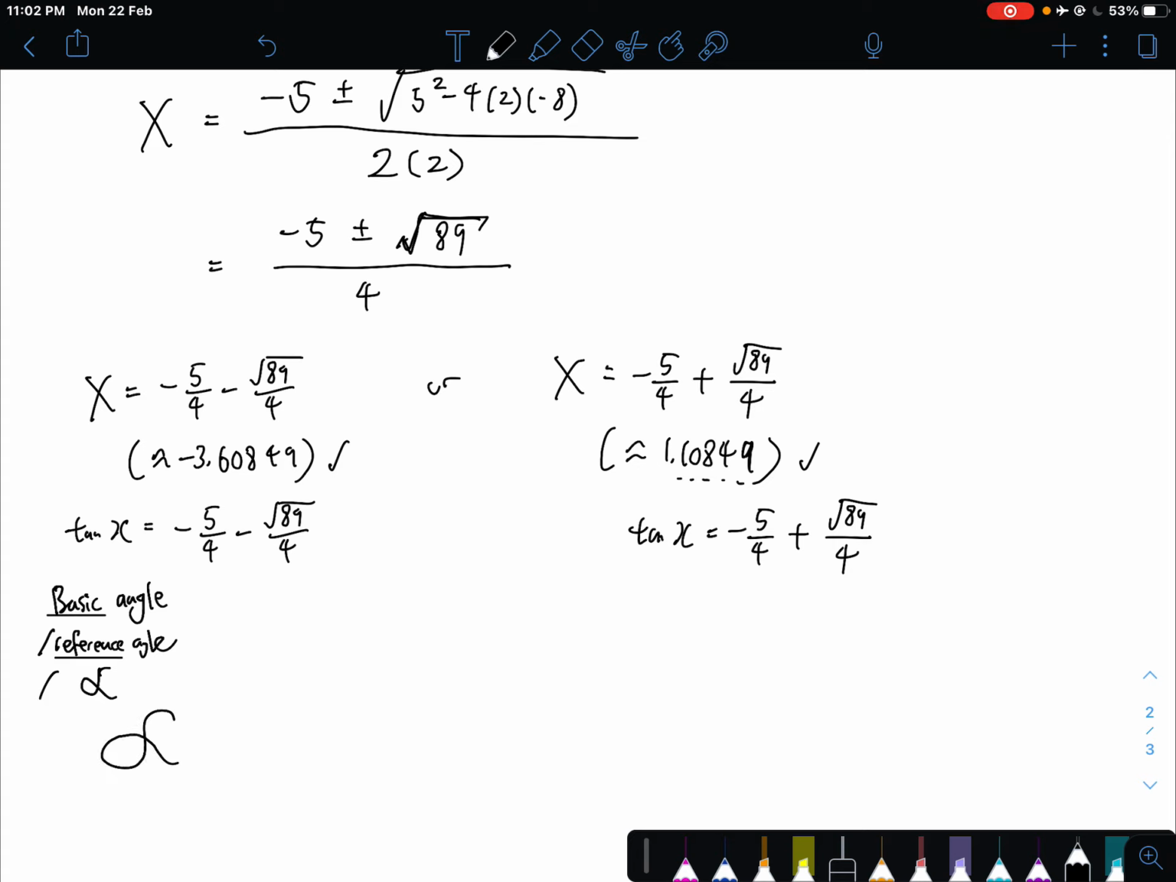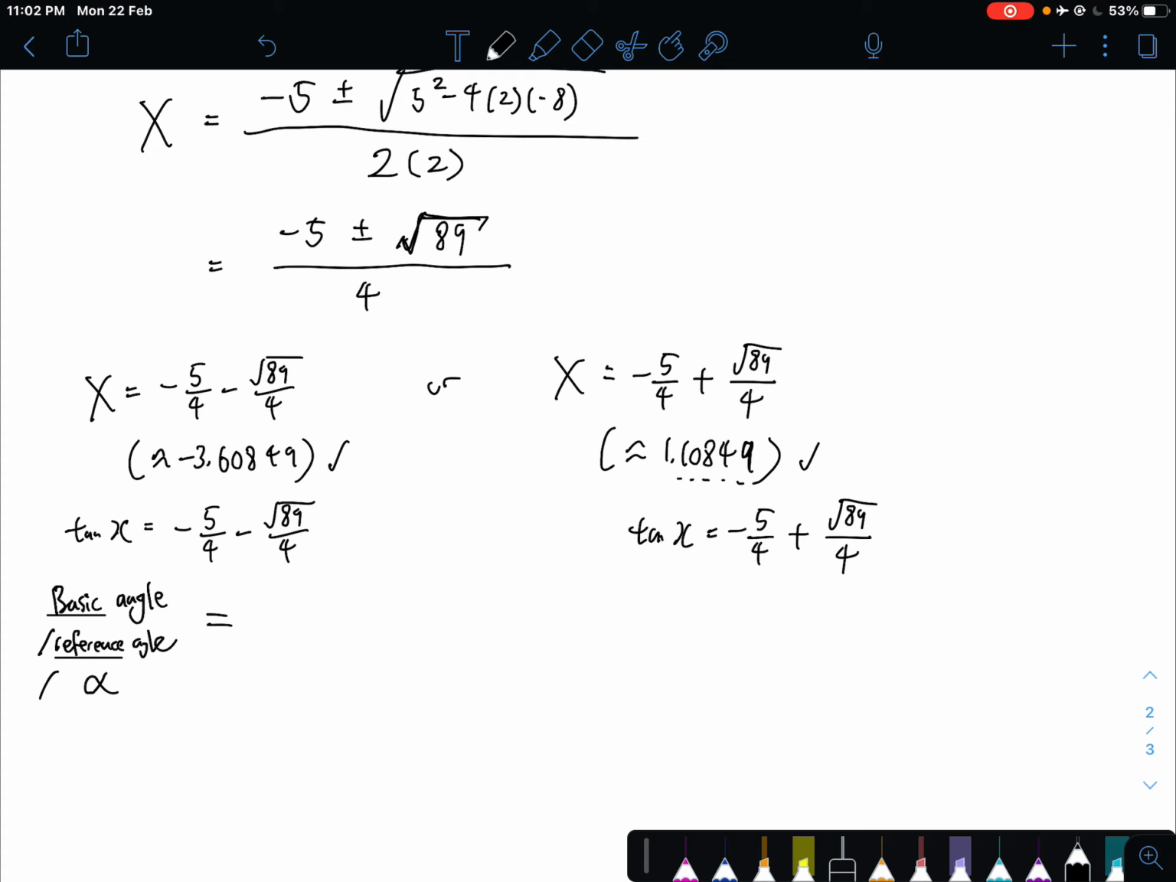Draw a fish. Okay, draw a fish, but don't draw a fish, draw alpha. It's alpha. If you really struggle to remember the English word, never mind, just write alpha. Alpha represents the basic angle. If you understand the idea, that's good enough.